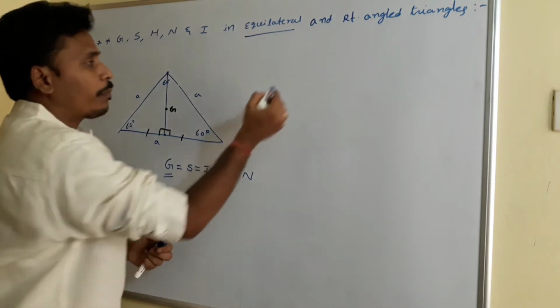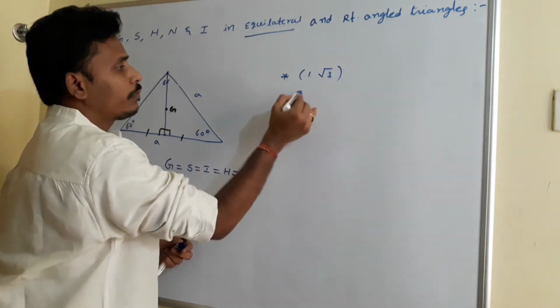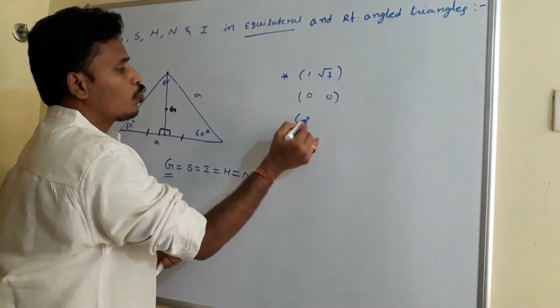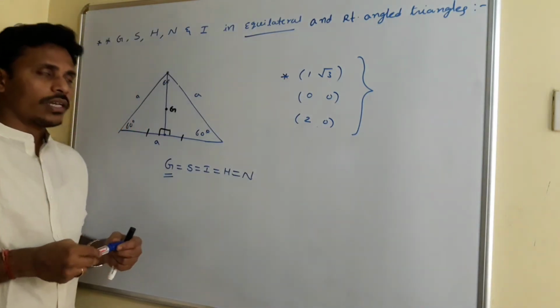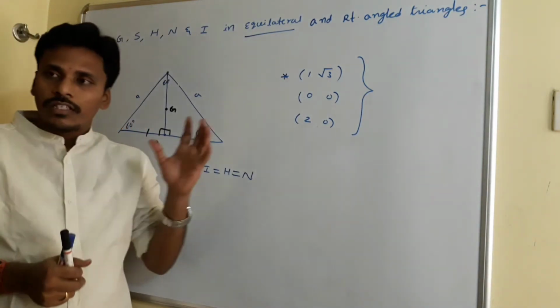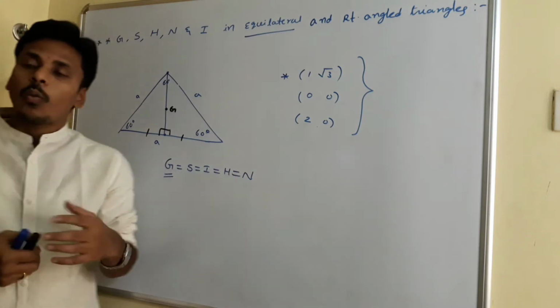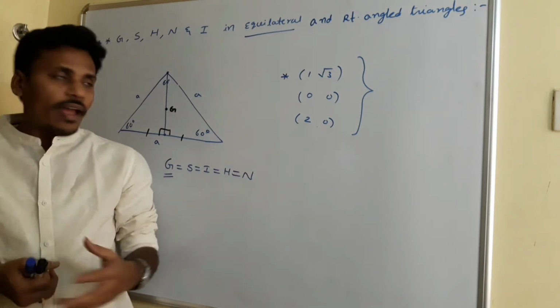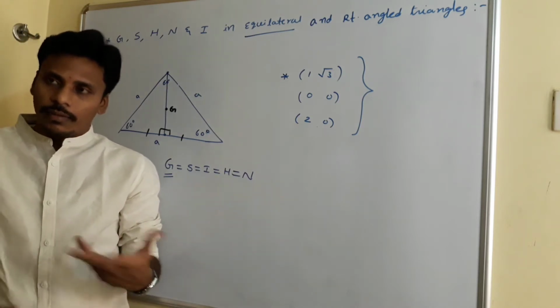For example, I have a problem here. I have some vertices like 1 comma root 3, 0 comma 0 and 2 comma 0. I have a triangle with these vertices. What are those vertices? 1 comma root 3, 0 comma 0 and 2 comma 0. Now my question is, what is the orthocenter of the triangle formed by these three vertices, right? Or what is the circumcenter, like that.